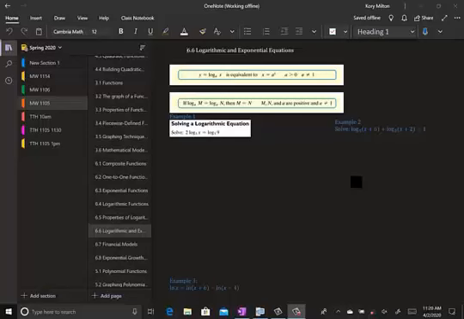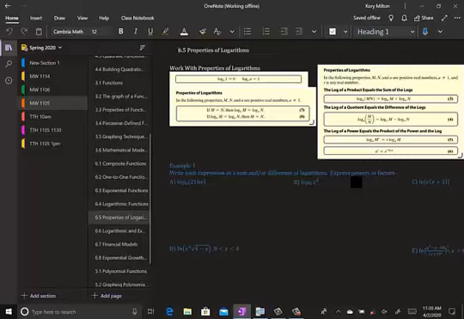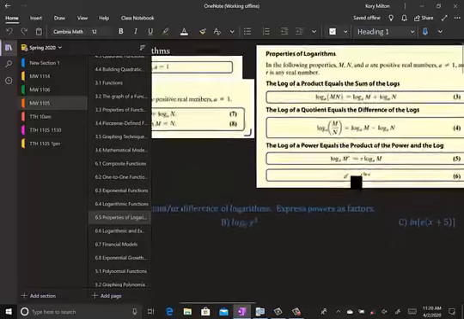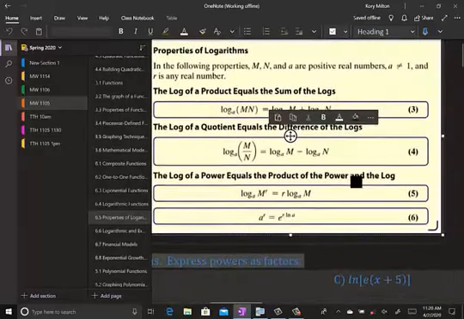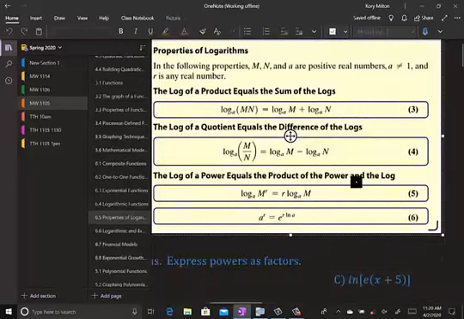6.6 logarithmic and exponential equations. What we're going to be doing today is going to pull a lot from 6.5. So these properties right here, we're going to use these to solve, okay?